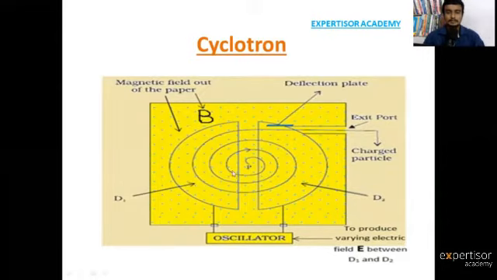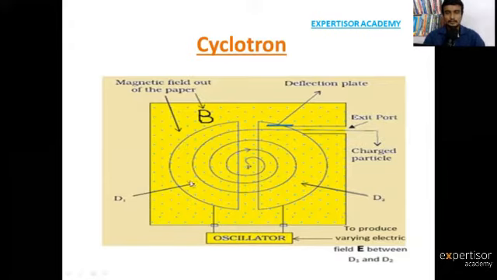In this picture, you have to take some area which has a magnetic field out of the paper. The direction of the magnetic field is out of the page, or out of the paper.